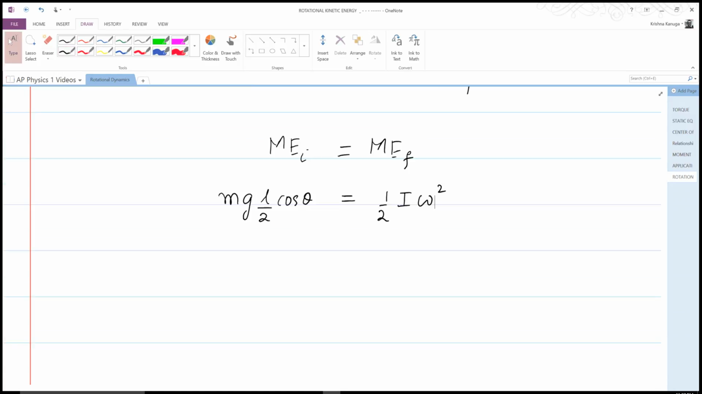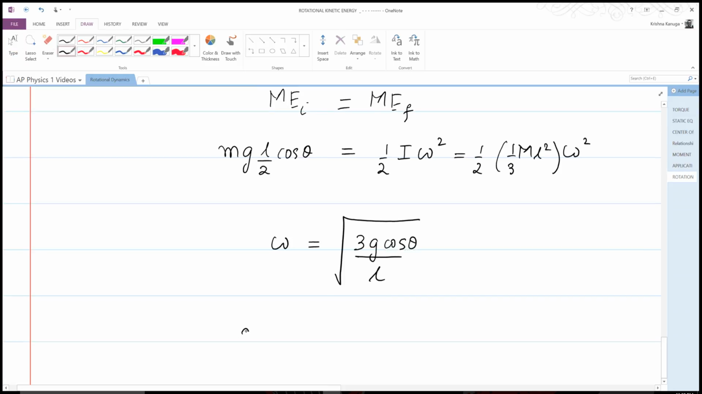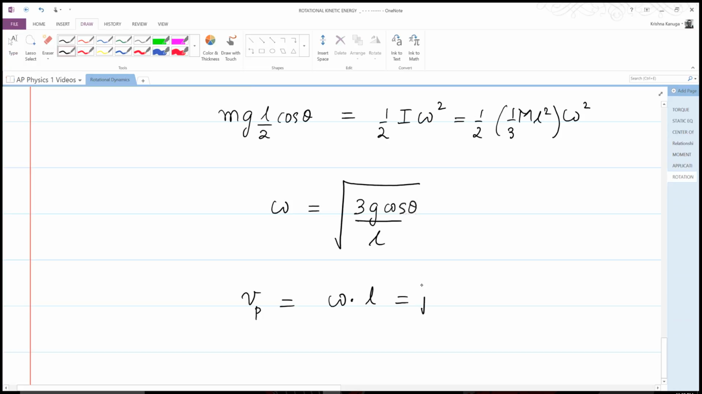Okay, but I itself is equal to 1/3 m L square. So I can simplify this and rewrite this as omega equal to the square root of 3g cosine of theta divided by L. Now once I know omega, we can calculate the velocity of the point P, and that is equal to omega times L, because the distance point P is from the axis is simply L, and so this ends up giving us the square root of 3g cosine theta divided by L, and I'm going to multiply this by L.